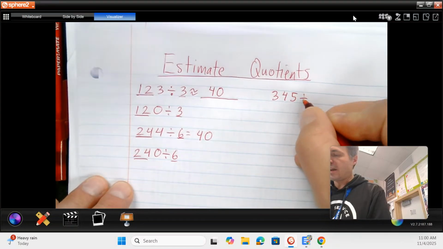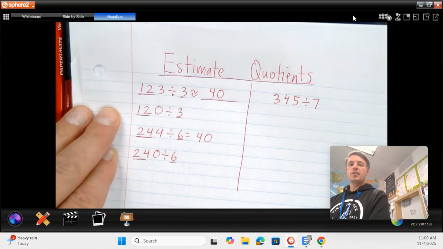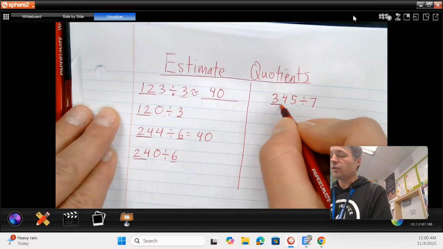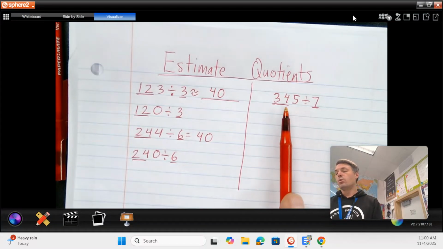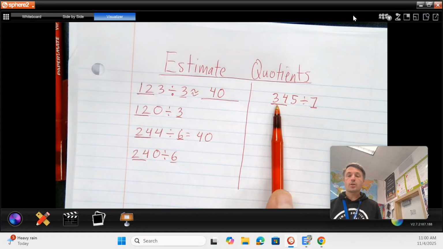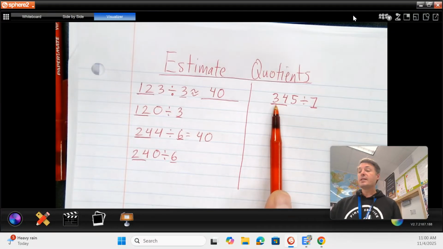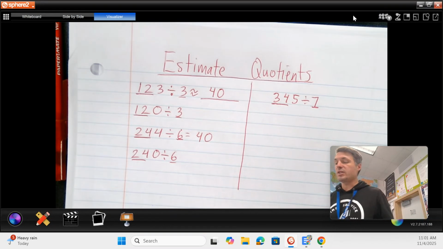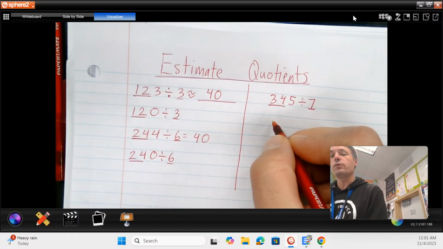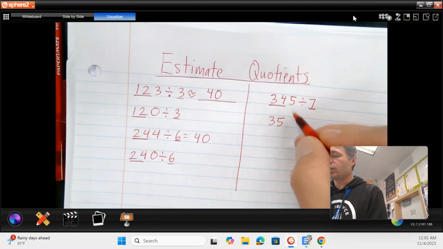Okay, let's say we have 345 divided by 7. I'm going to put a line here to keep these separate. Okay, again, I think the best way is to look at the first two digits here and look at it in relation to the 7 and think, what's the closest multiple of 7 to 34? Well, think of your multiples of 7. 7 times 1 is 7, 7 times 2 is 14, 7 times 3 is 21, 7 times 4 is 28, 7 times 5 is 35. And so that's the closest one. So we're going to round this 34, which it's actually 345, but we're just pretending. We're going to round this 34 up to 35, and we're going to change this 5 into a 0.